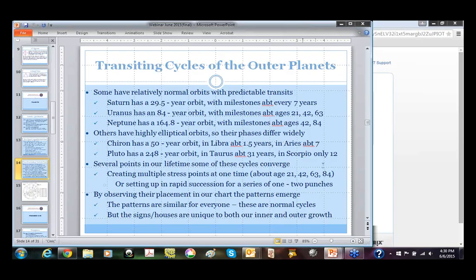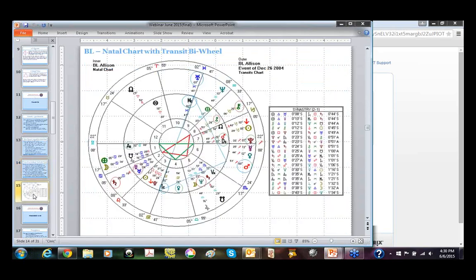Actually, I presented this at the conference this year and last year, and there was a gentleman there who told me that it was actually a very great time for him. He was 84 years old. I think he was actually 86 years old, and he had all of those planets that converge at 84, and he said it was a great time for him.